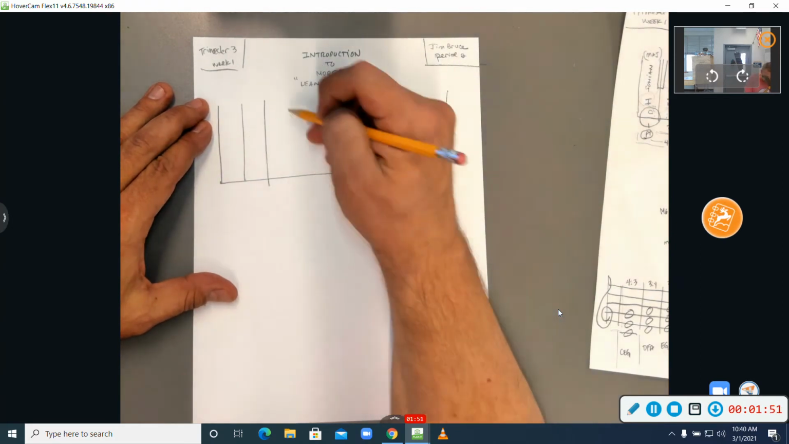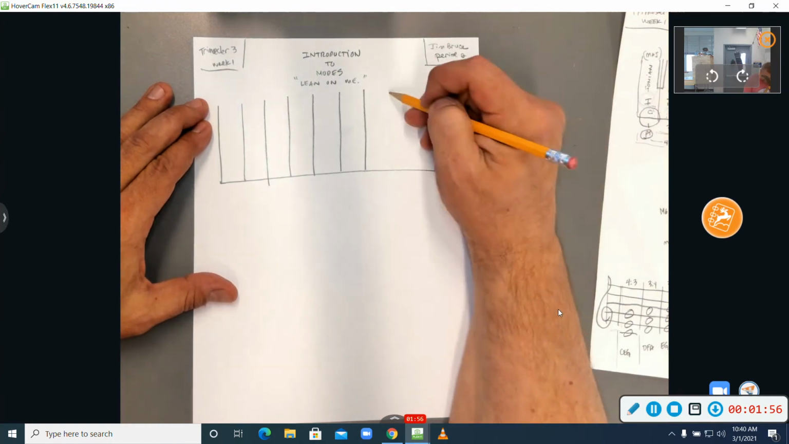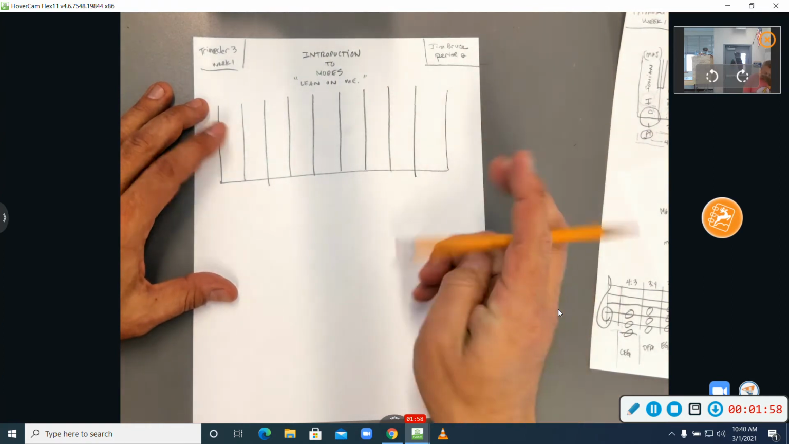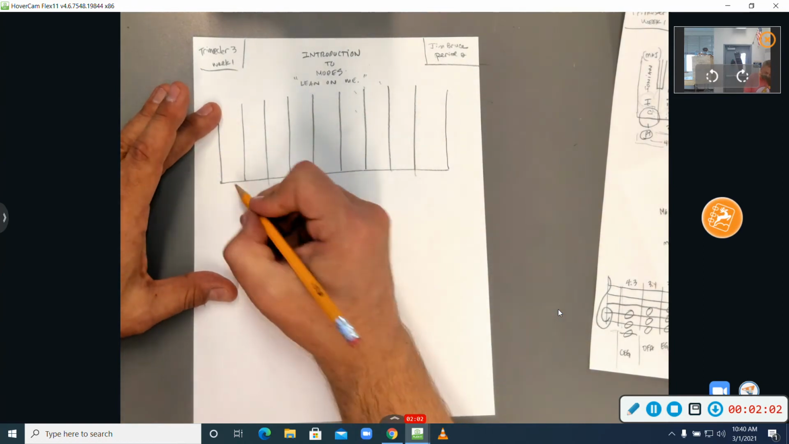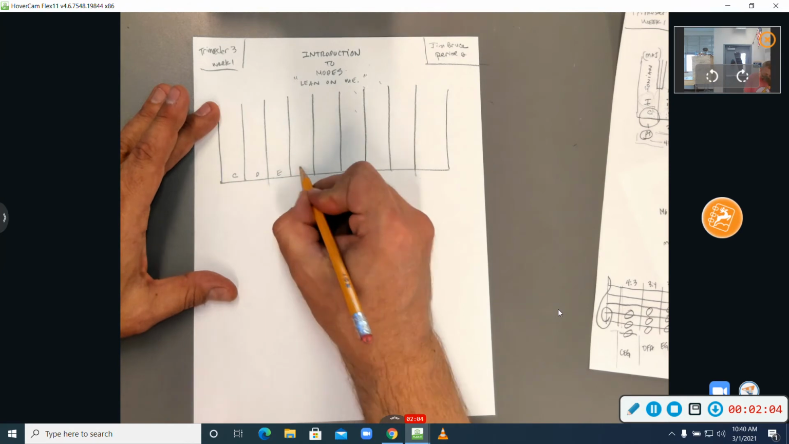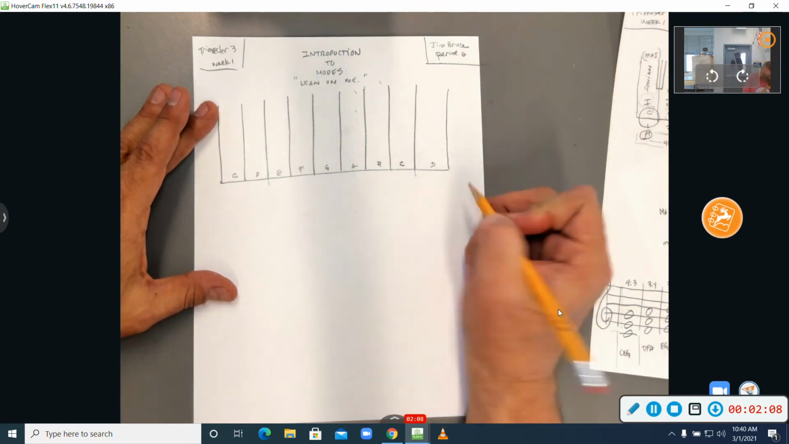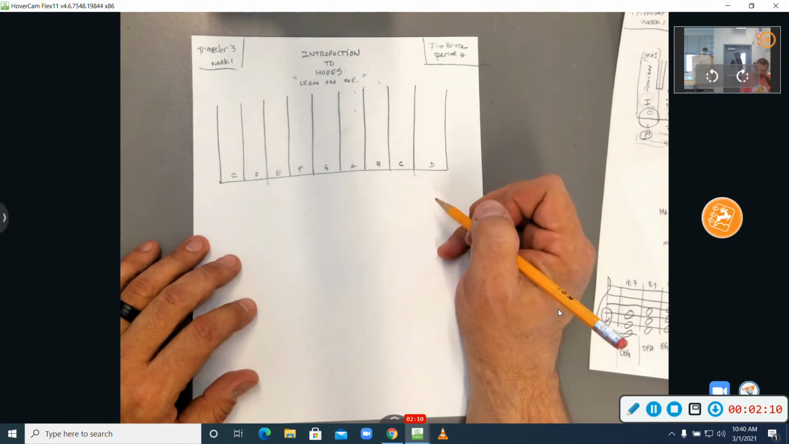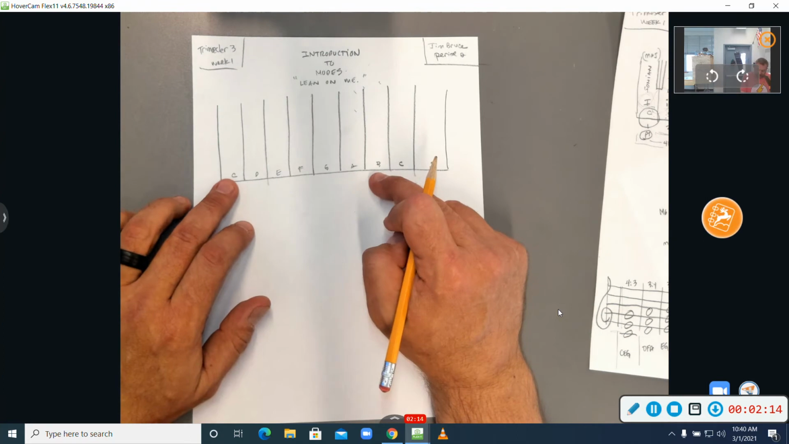1, 2, 3, 4, 5, 6, 7, 8. Give us 9 divisions there. And you can see C, D, E, F, G, A, B, C, D. So we have a little bit of understanding beyond just the 7 modes that we're attending to.